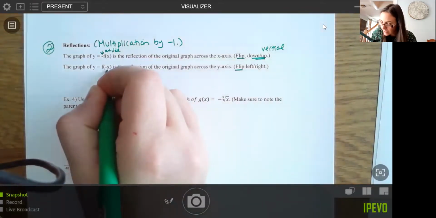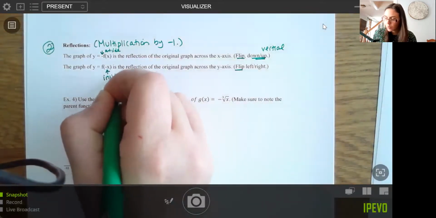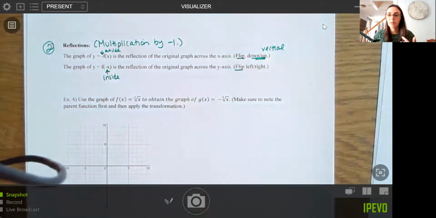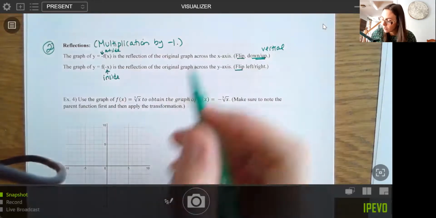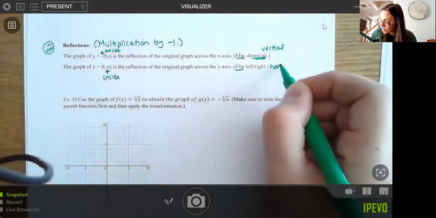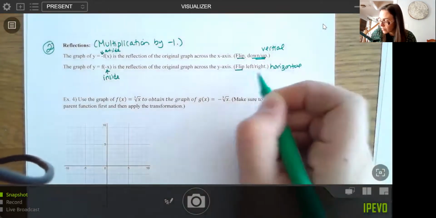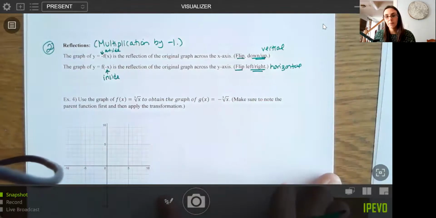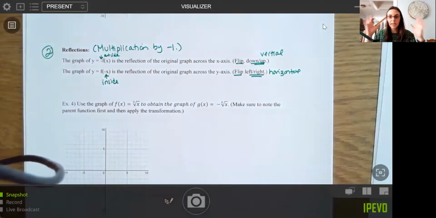If your change is inside, so notice the negative is inside the parentheses. It could be inside parentheses, inside a root, inside absolute values, inside a denominator. So inside something, then this is always a horizontal change. So when you flip, you actually flip in a left to right direction. So keep in mind, outside stuff is always up and down. Inside changes are always left to right.